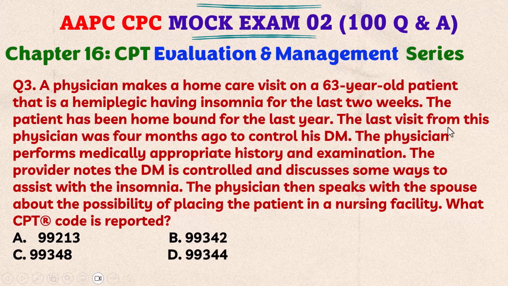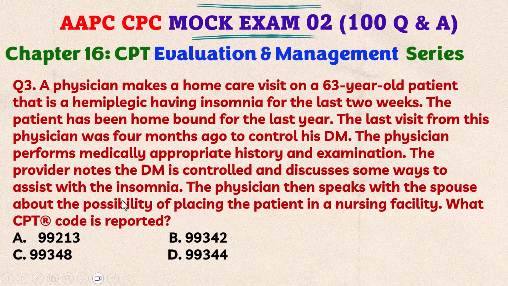The last visit from this physician was 4 months ago to control his diabetes mellitus. The physician performs medically appropriate history and examination. The provider notes the DM is controlled and discusses some ways to assist with the insomnia. The physician then speaks with the spouse about the possibility of placing the patient in the nursing facility. What CPT code is reported?